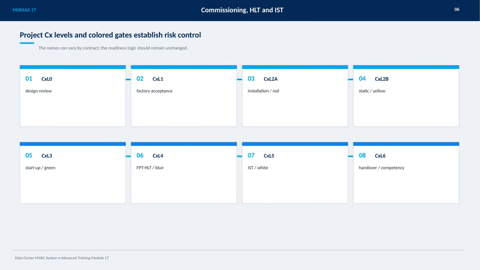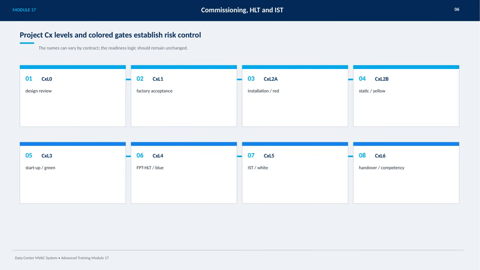Installation is divided into two stages. CXL2A is marked red for active installation, and CXL2B is marked yellow, indicating static conditions, signaling different levels of system readiness. Moving on, CXL3 employs the green gate during startup, verifying that the system powers on correctly. CXL4, marked blue, covers functional performance testing and high-level testing to ensure systems operate as intended.